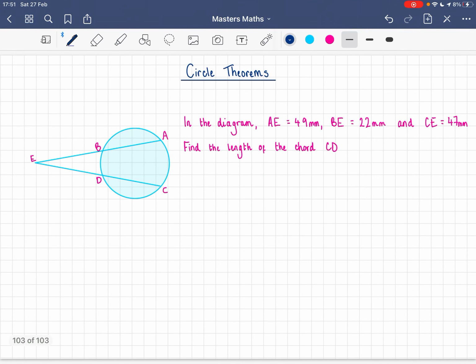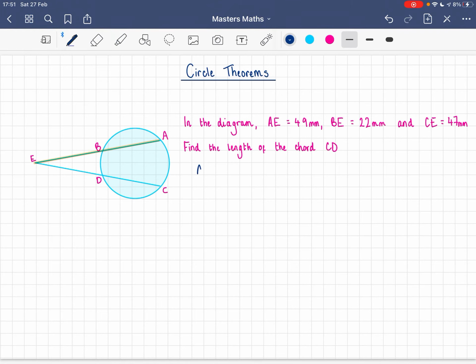The last one that I'm going to go through, I don't want this video to be another 30 minutes like the last one, is one using the intersecting chord theorem. We're only going to use one of them. The method to use the other one is always very similar. So in this diagram, we have that AE is 49. So this whole length is 49. And then between B and E is 22. And then we have between C and E is 47. And we're being asked to find the length of the chord CD.